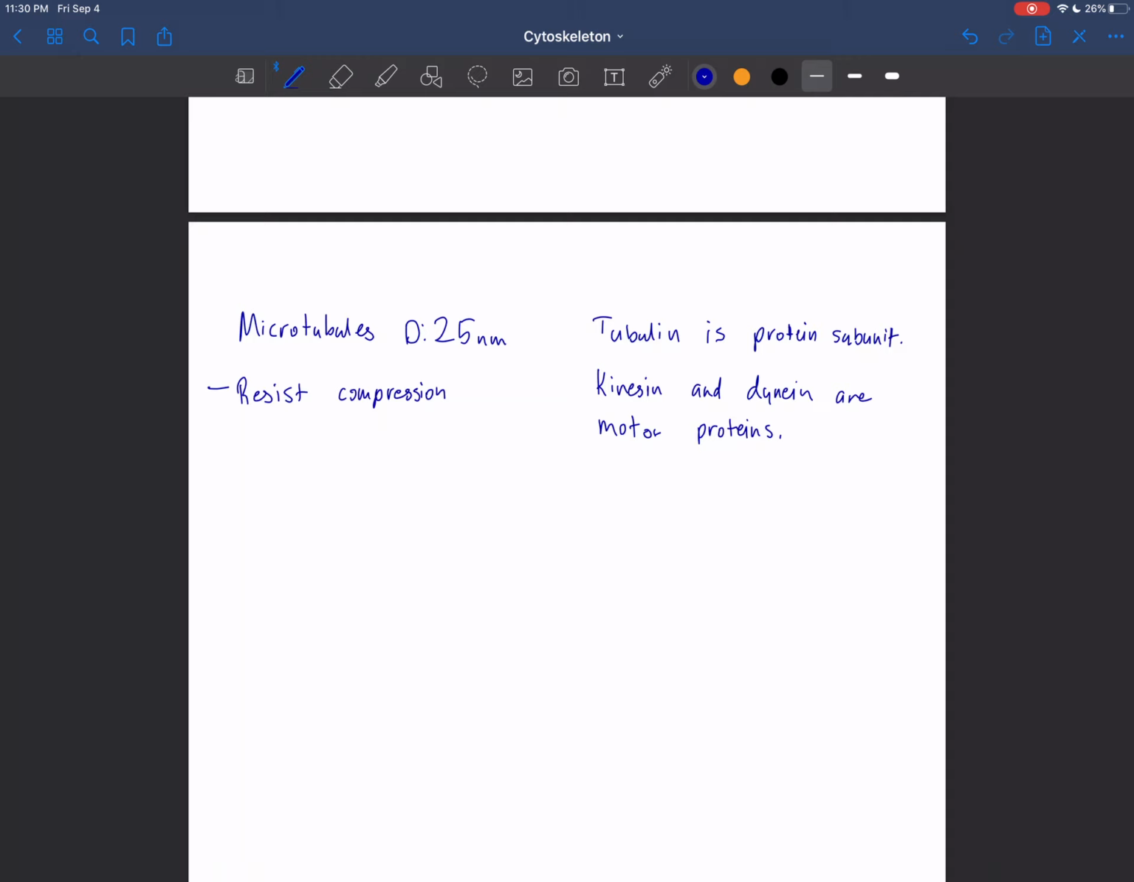They are mostly short-lived, but they can be long-lived. And microtubules, what do they do? They sort of serve as a pathway for different things. Now, what do I mean by that?